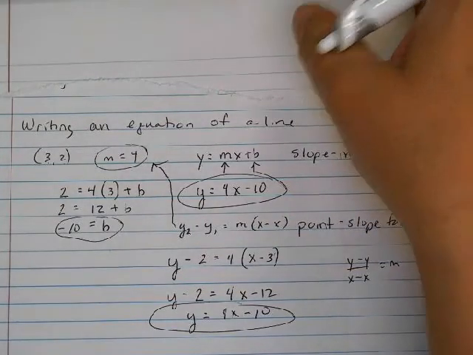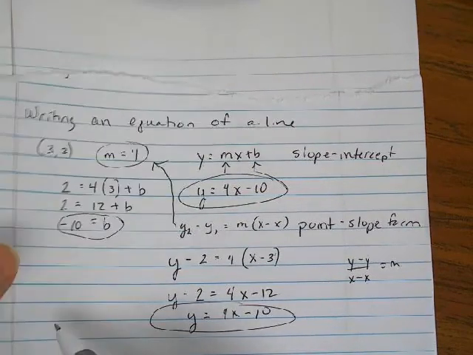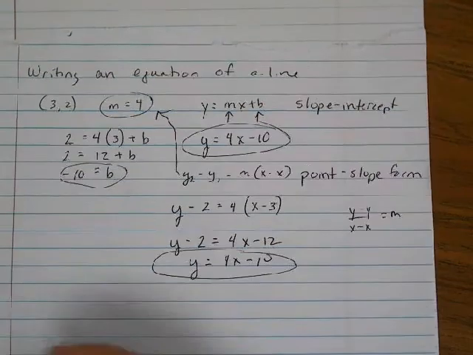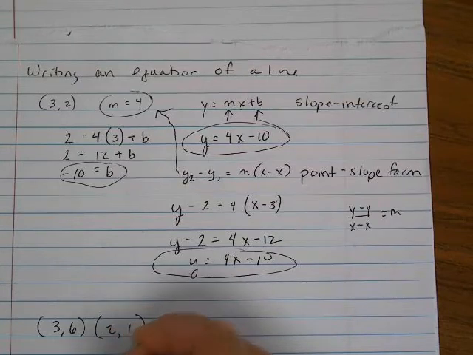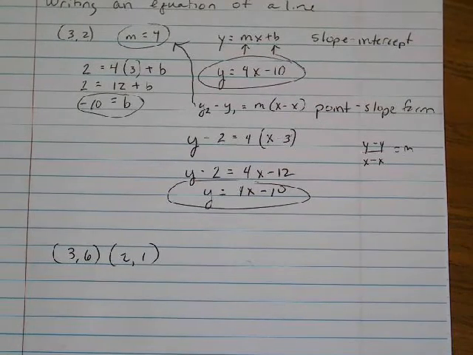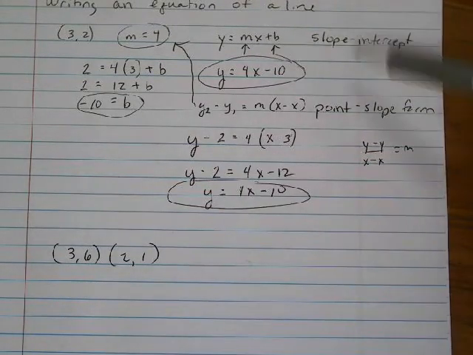So what about if you are not given a point and a slope? What happens if you are given 2 points? So let's try the points (3, 6) and (2, 1). Let's write the equation for that line. I know it's a line because between any 2 points there's exactly one line. That's a geometry postulate. So I can either choose to do slope-intercept or point-slope.